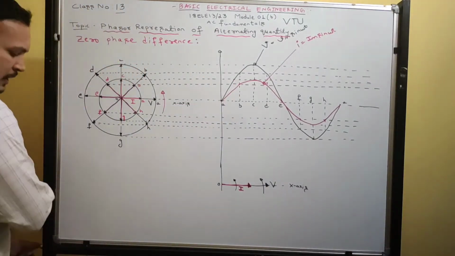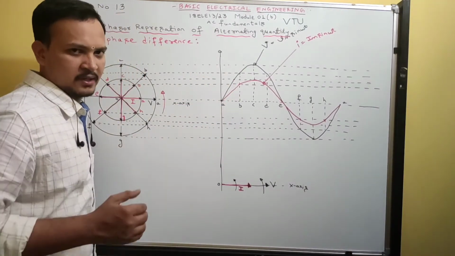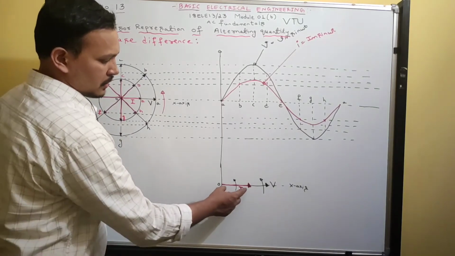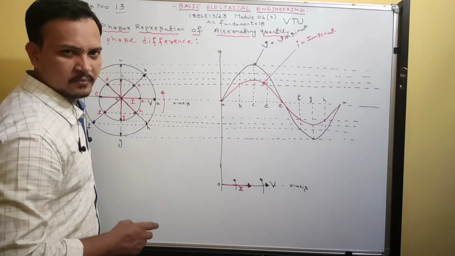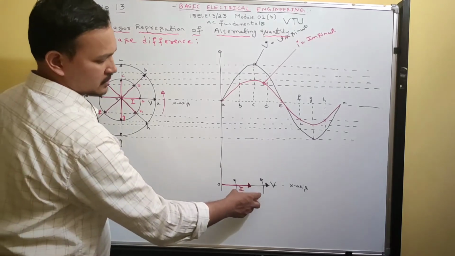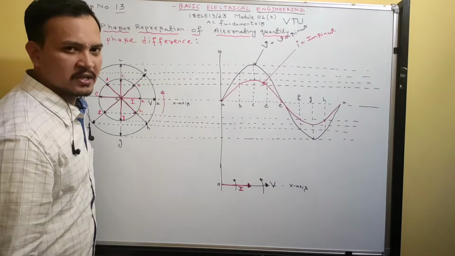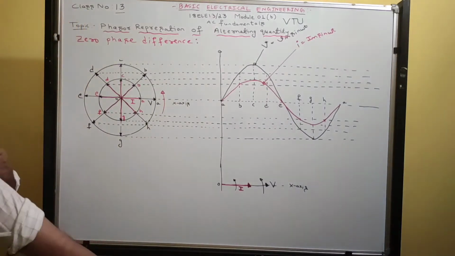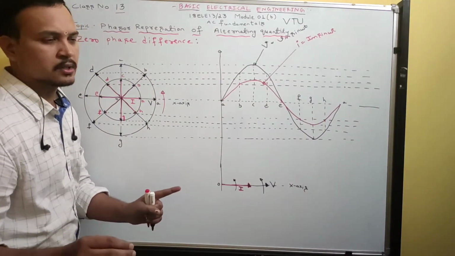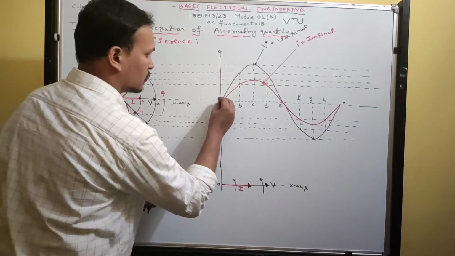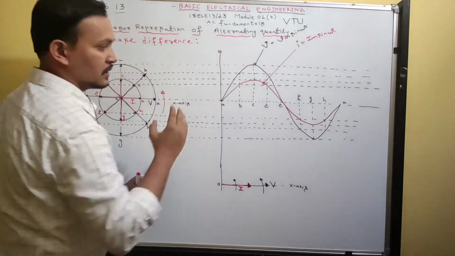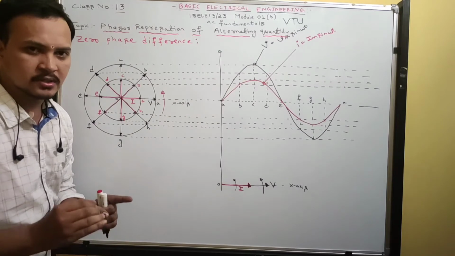It is also called in-phase. In phase means current coincides with voltage, so both vectors coincide with the reference axis. So it is an in-phase circuit. Understood, guys? How do you define zero phase difference? The minimum and maximum values of both quantities are attained at the same instant.